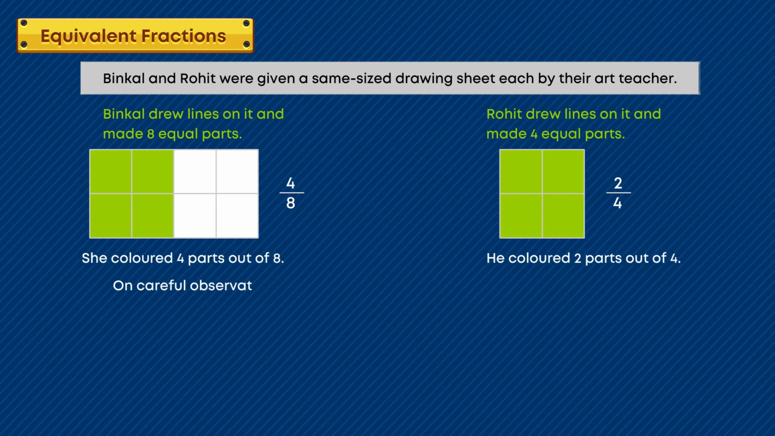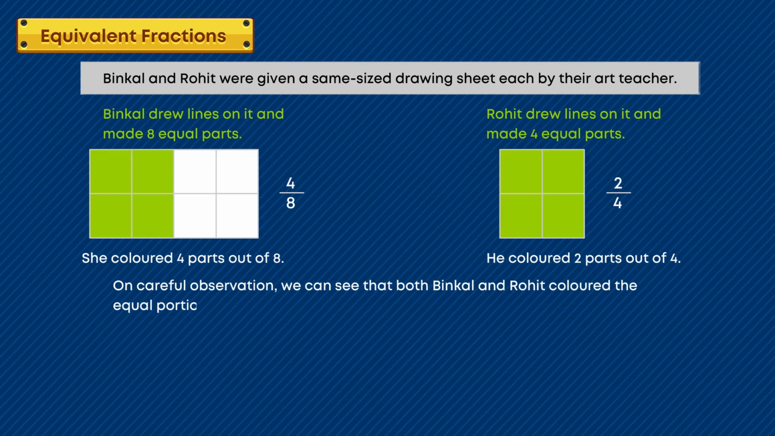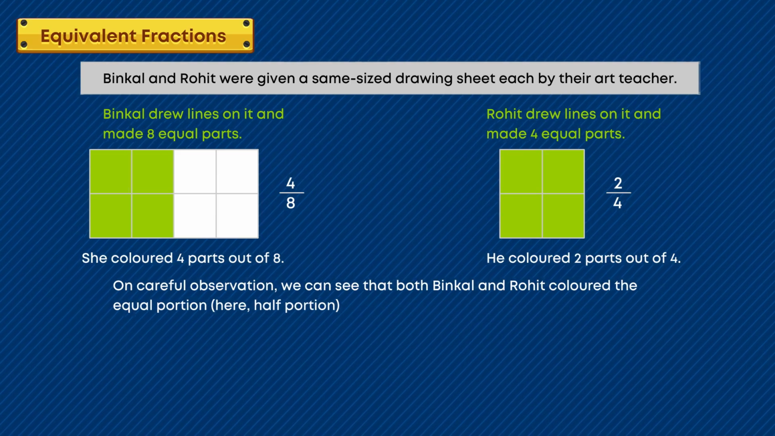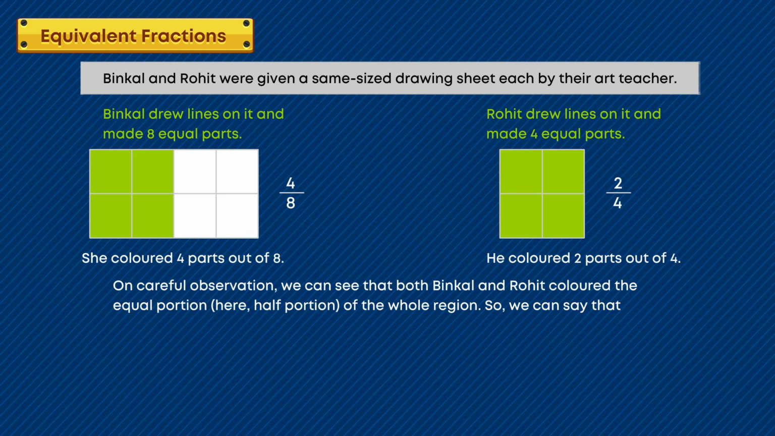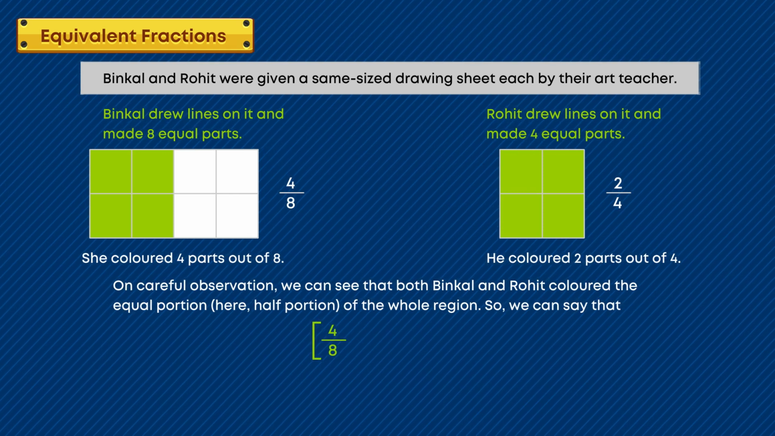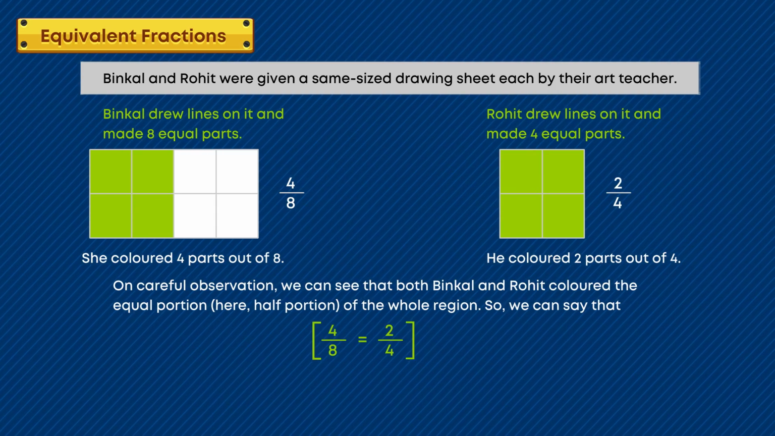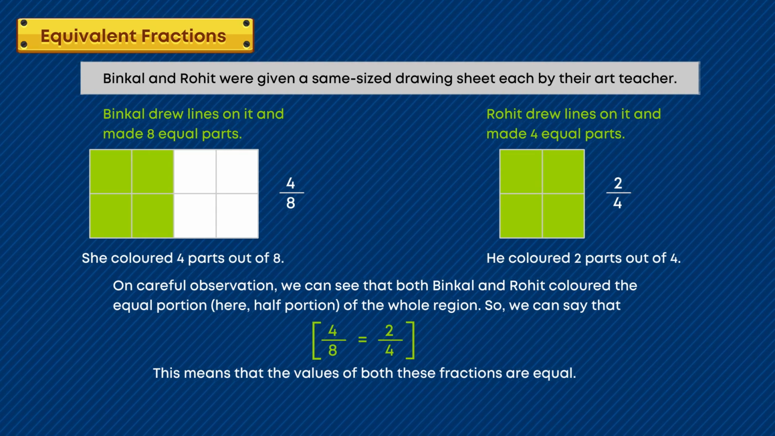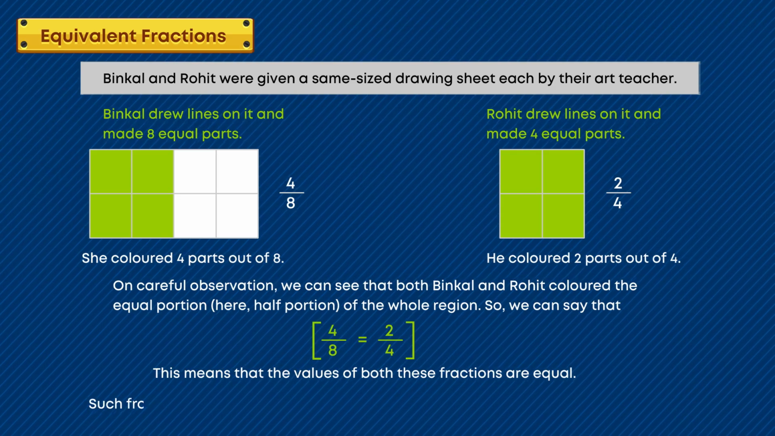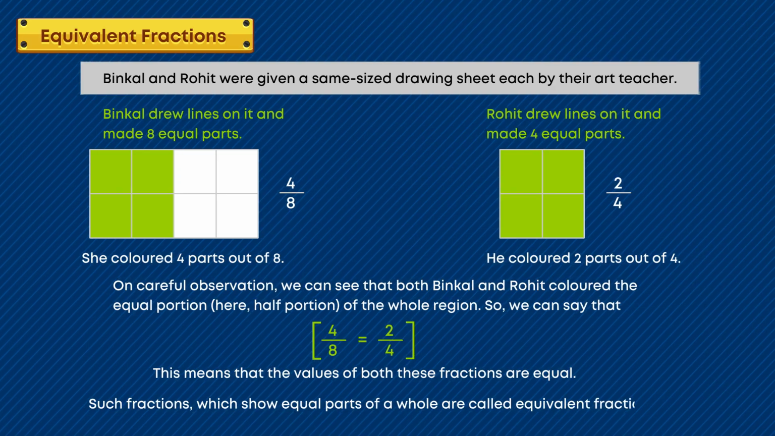On careful observation, we can see that both Binkal and Rohit colored the equal portion, here, half portion, of the whole region. So, we can say that 4 by 8 is equal to 2 by 4. This means that the values of both these fractions are equal. Such fractions, which show equal parts of a whole, are called equivalent fractions.